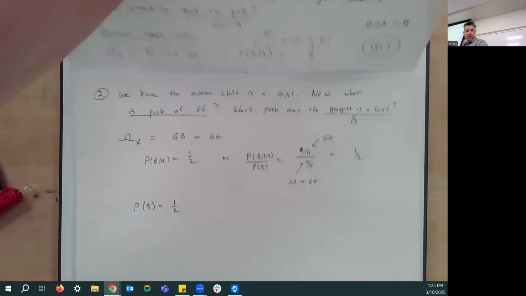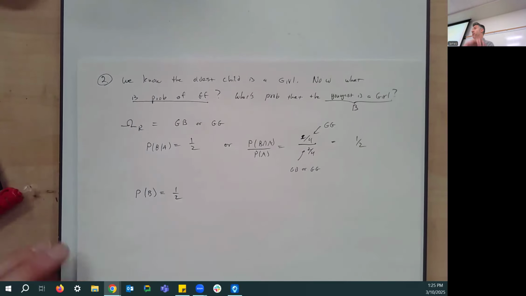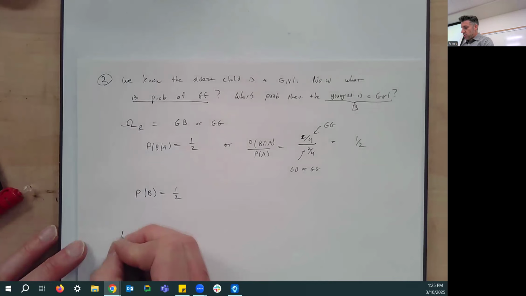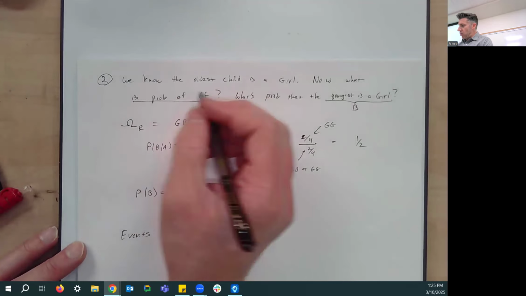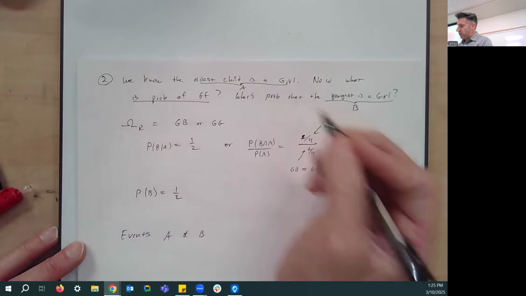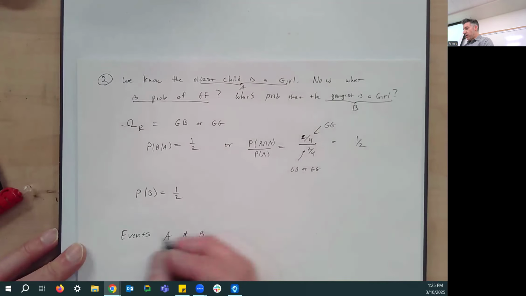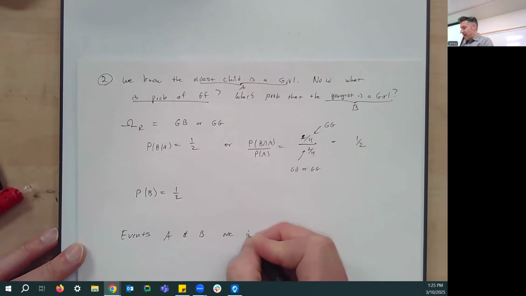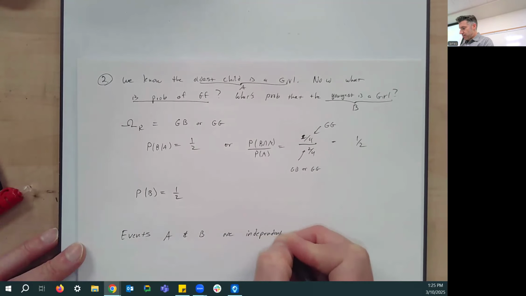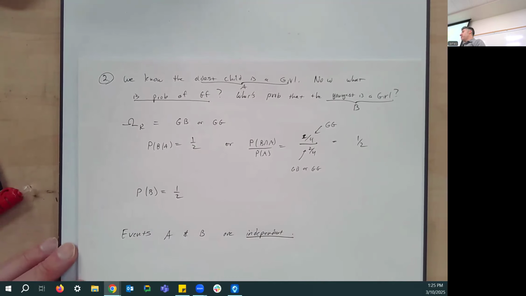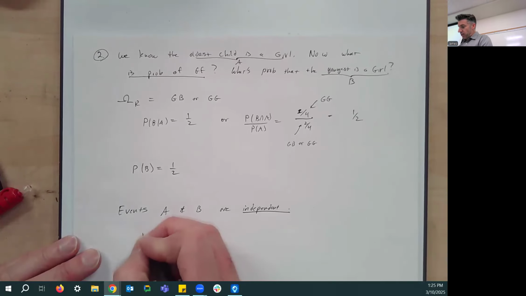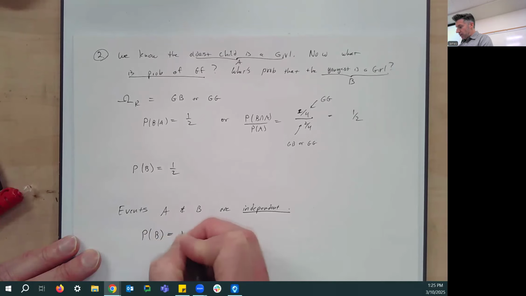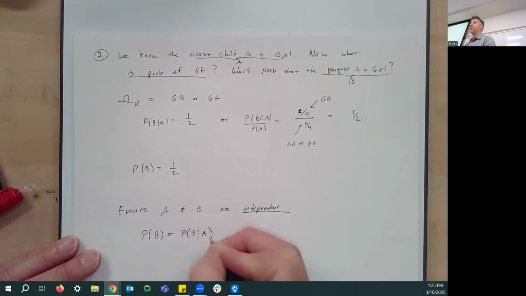So here's what I want you to know. In this problem, unlike the previous problem, events A and B, A being the oldest child being a girl, sorry, I know my labeling is terrible, and B being the youngest child is a girl, these events are independent. The way I always think about this is that knowing that one of the events happens doesn't affect the probability of the other one happening. Or in other words, the probability of B is equal to the probability of B knowing that A happened.